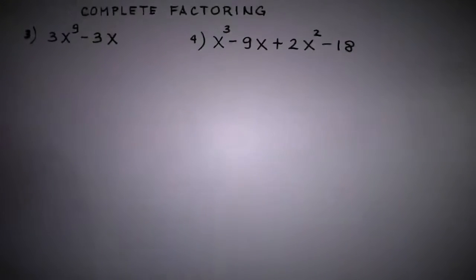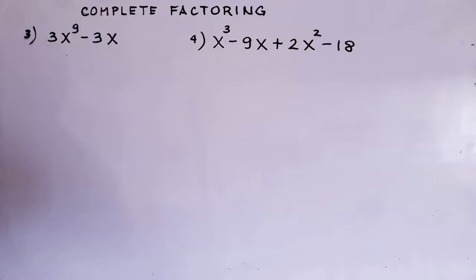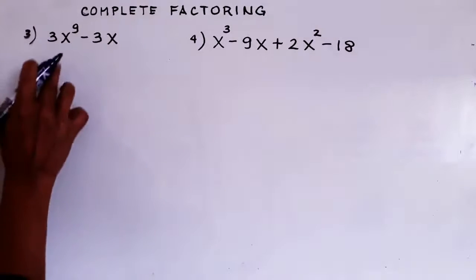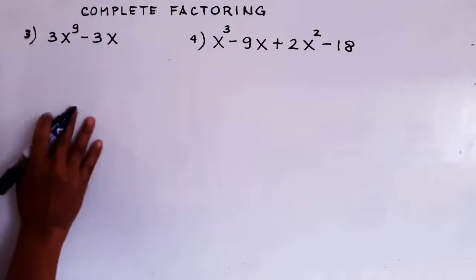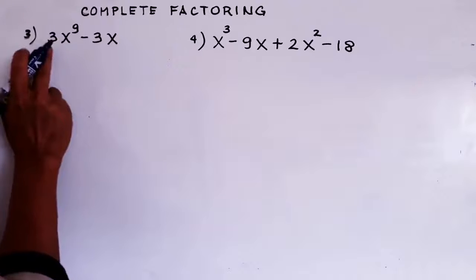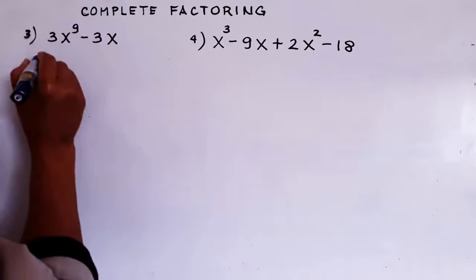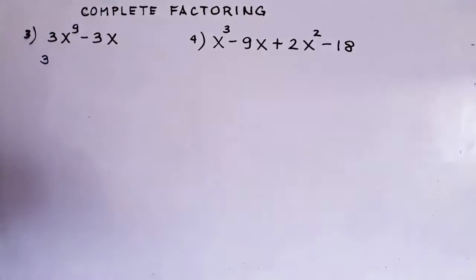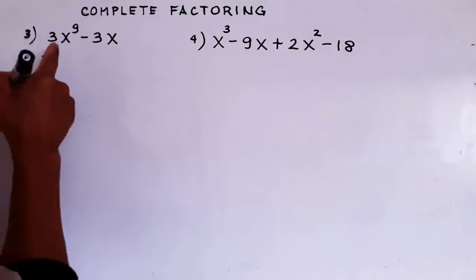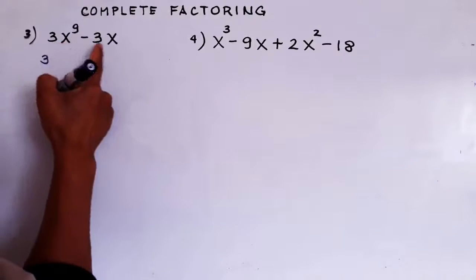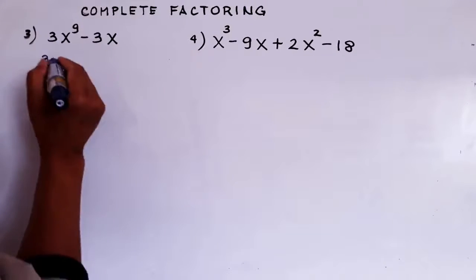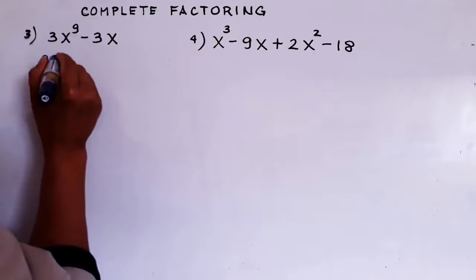Okay, class, example number 3. For number 3, this is a binomial. Do we have a common monomial factor here? Yes. We have a 3 here, we have a 3 here, so we have a 3, the highest common factor. What about the x? This one is x to the 9th, and this one is x to the 1st. So we choose the x here.